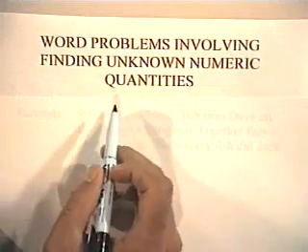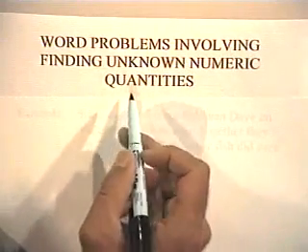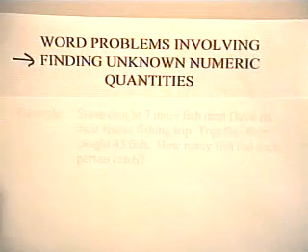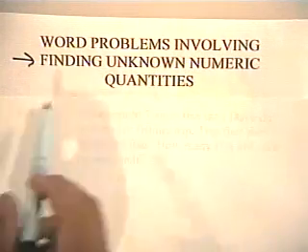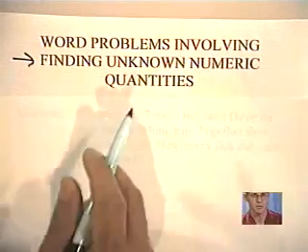Word problems involving finding unknown numeric quantities. Now, we already saw an example of an applied word problem called geometric word problems. This is the next type of word problem. Now, unlike geometric word problems, we won't be able to draw a picture or a sketch with these.